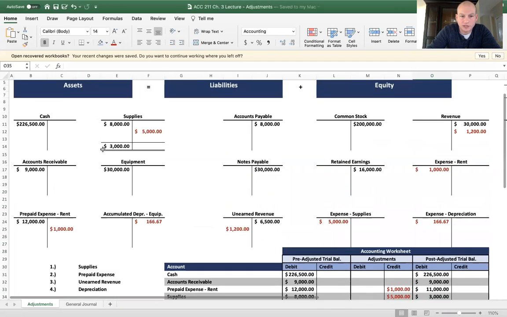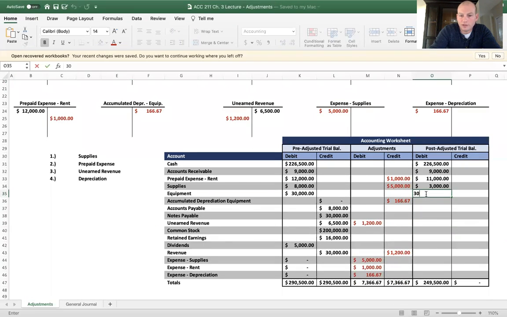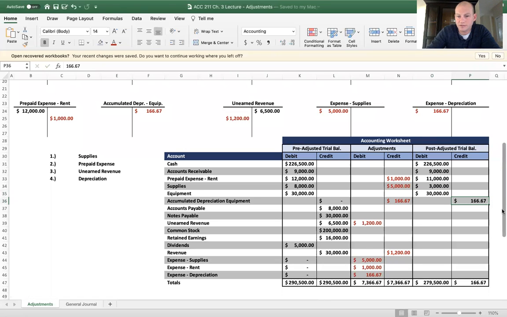As you can see, that checks out up here. Our equipment has not changed. However, the accumulated depreciation for the equipment, I have a typo right there, had a zero balance and now has a balance of $166.67. So the net realizable value of the equipment, that's going to be the 30,000 minus the $166.67.